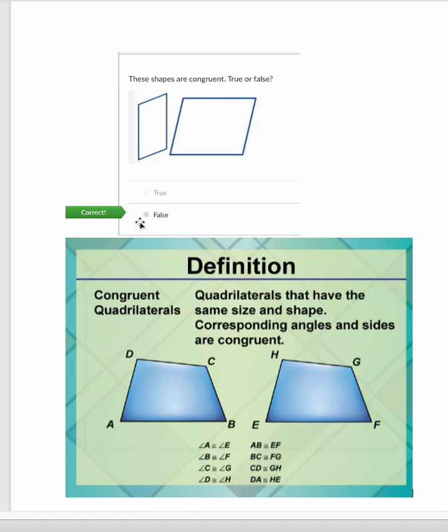I hope this was helpful, but I would highly recommend you go through the tests and also the basic definition of what congruency means in polygons.